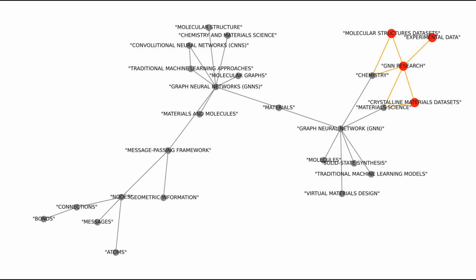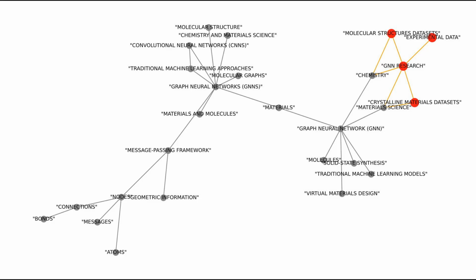examples to learn from. Additionally, some datasets contain experimental data, which can provide real-world insights into how materials actually behave. This information is crucial for validating the predictions made by GNNs, ensuring that the models are not just accurate in theory, but also in practice.